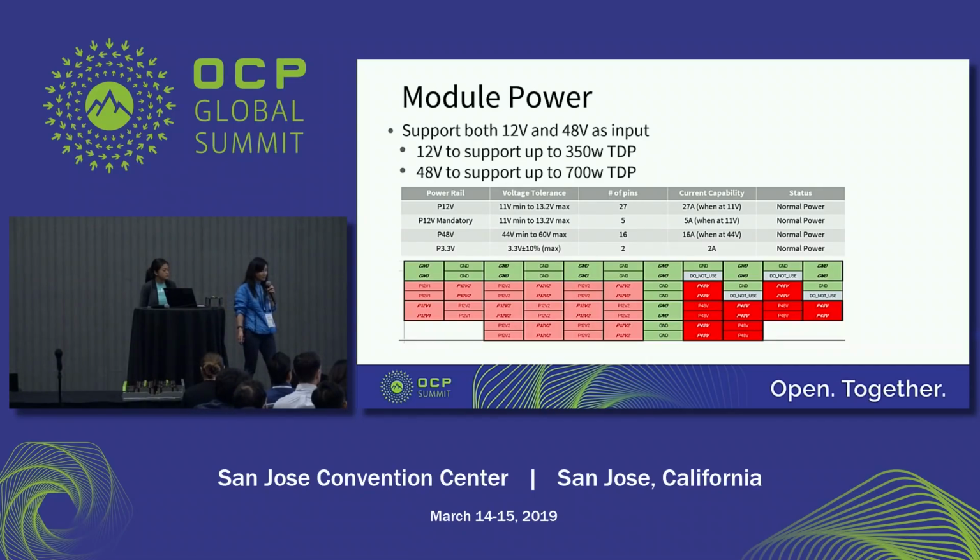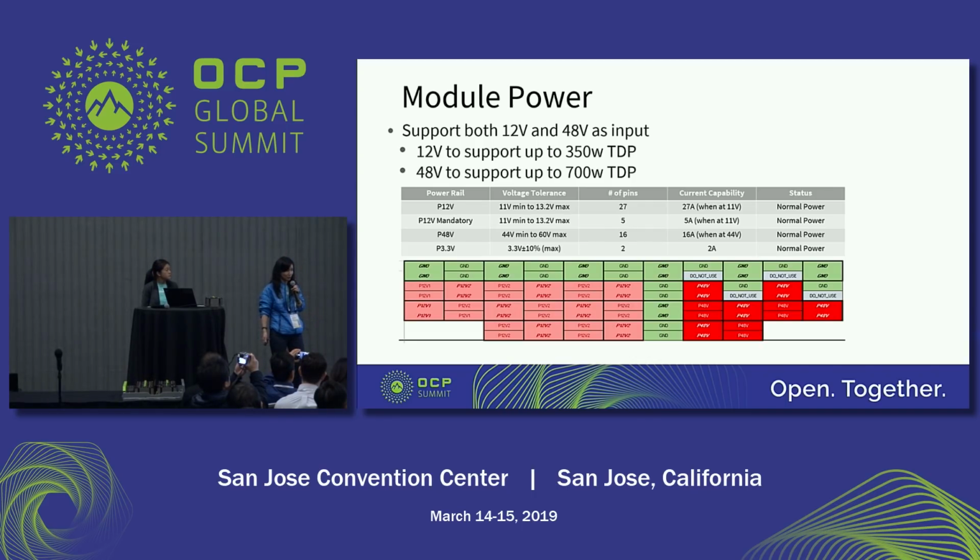Power. So this is the power mapping on our connector. We have 2 connectors on the board, and one of them has the power pin. We defined both 12 volt and 48 volt. They are not connecting each other, so we can support both. One of the things, we already got that, what if over 700 watt?